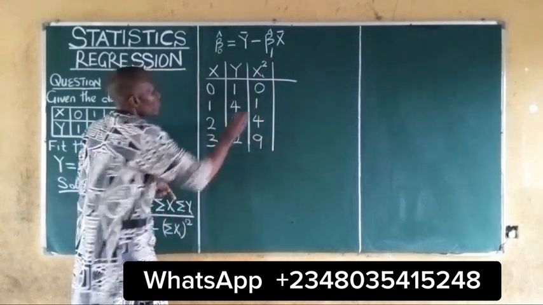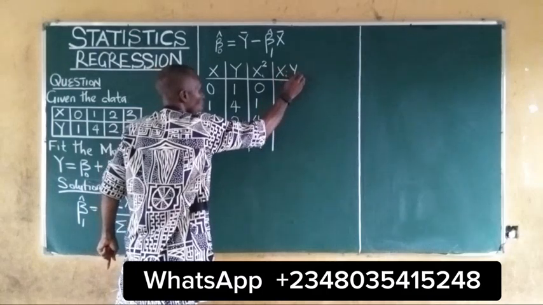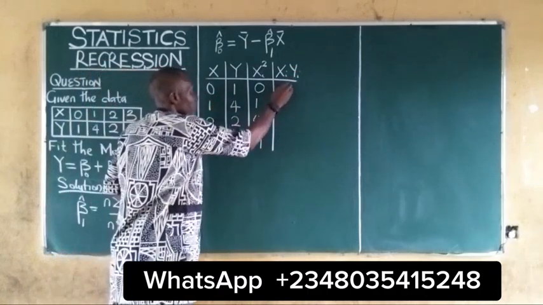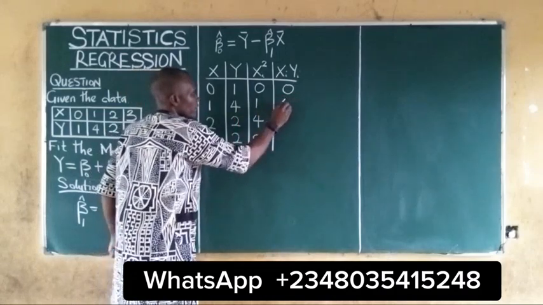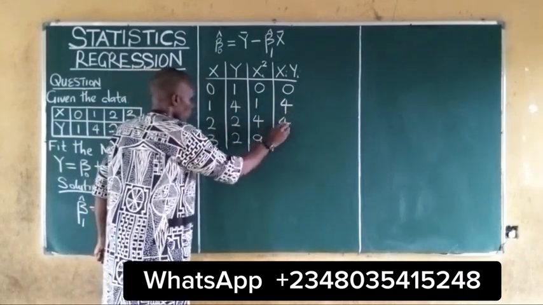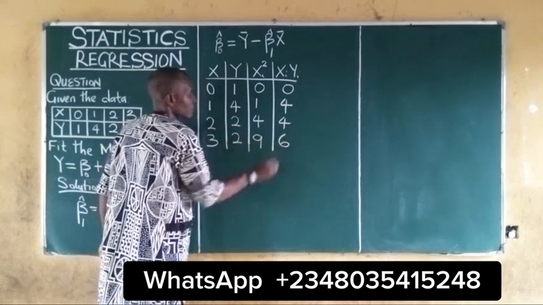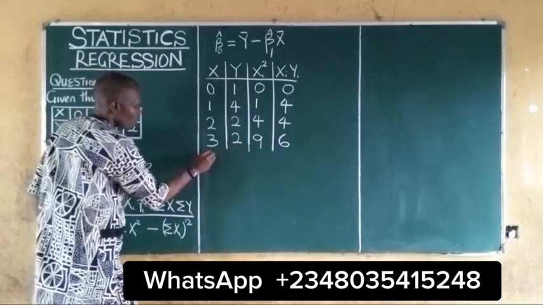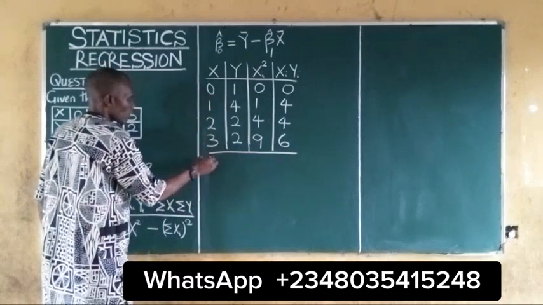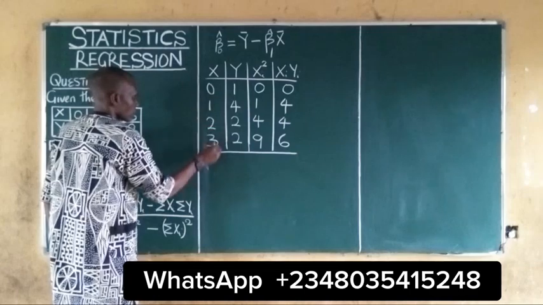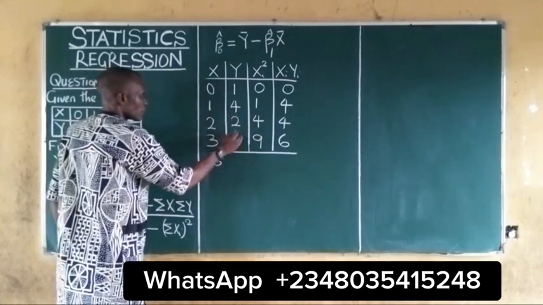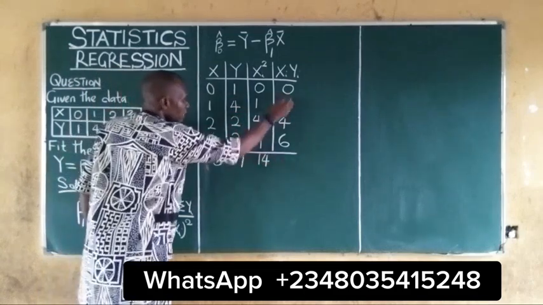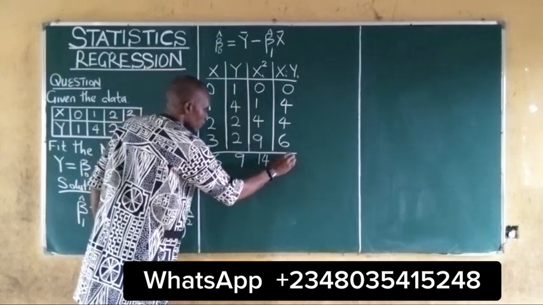Also, we go over to xi yi. That means this and this. So 0 multiplied by 1 is 0, 1 multiplied by 4 is 4, 2 multiplied by 2 is 4, 3 multiplied by 2 is 6. The next thing we'll do is find the total of all we have gotten. The total of this is 6. The total of this is 9. The total of this is 14. And the total of xi yi is 14.